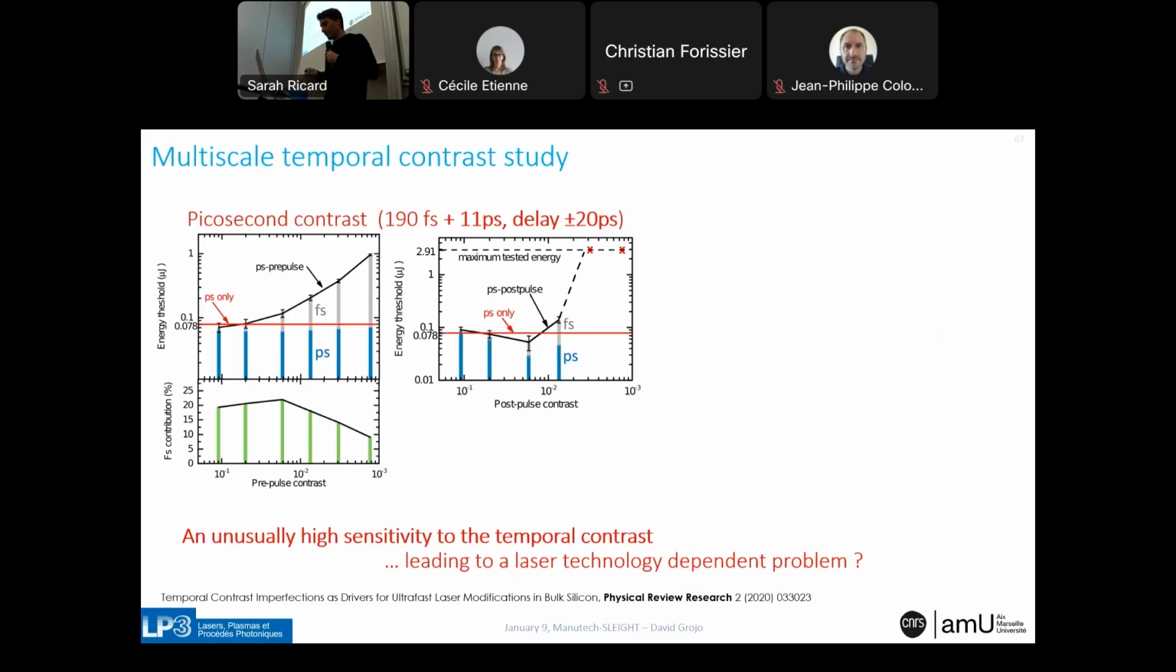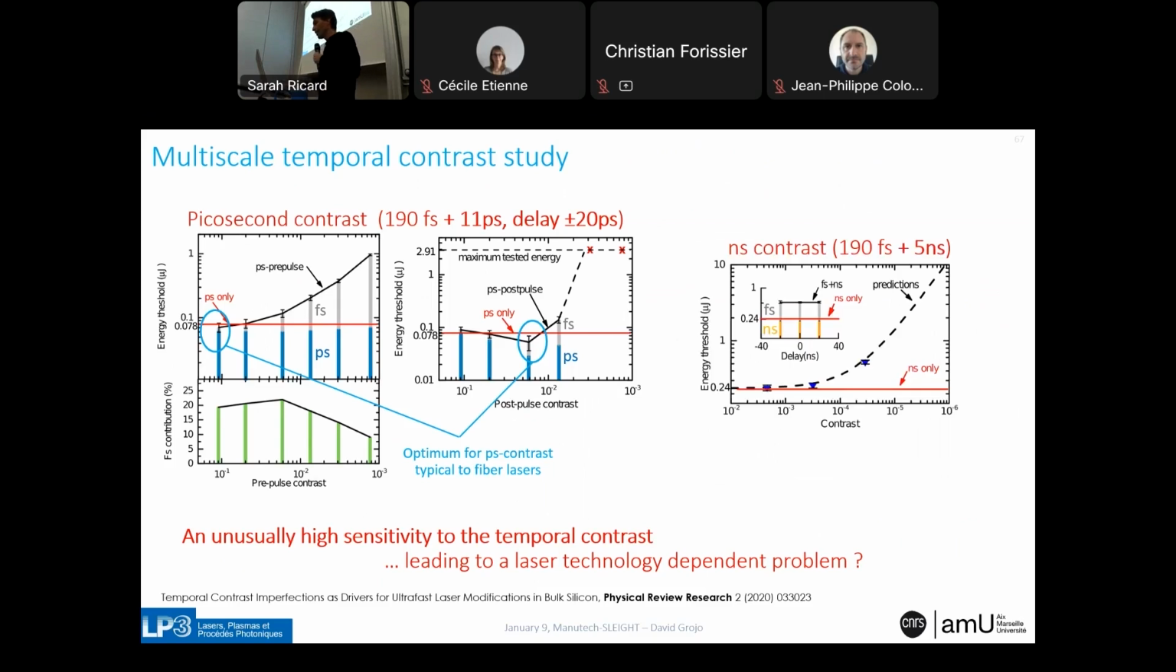But we did a full analysis, degrading the picosecond contrast by adding a picosecond pre-pulse and a picosecond post-pulse. And we found the most favorable conditions for contrast levels that corresponded relatively well to the typical contrast for fiber laser technologies. But it is also interesting to note that for the nanosecond contrast, we were able to predict the modification just by accounting for the nanosecond background.